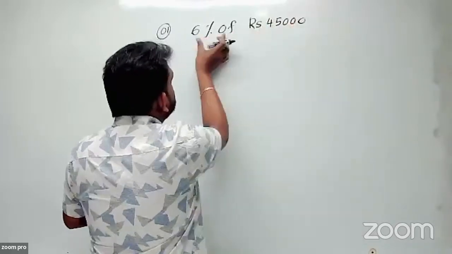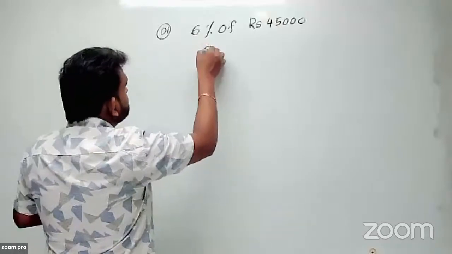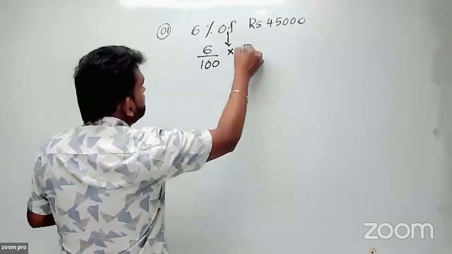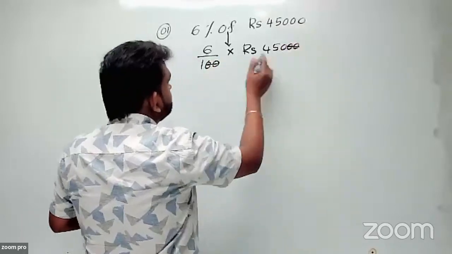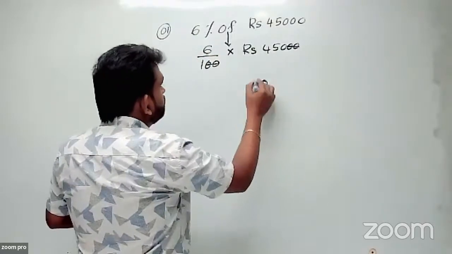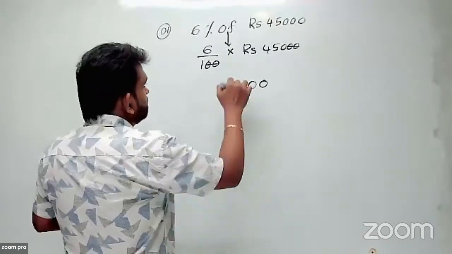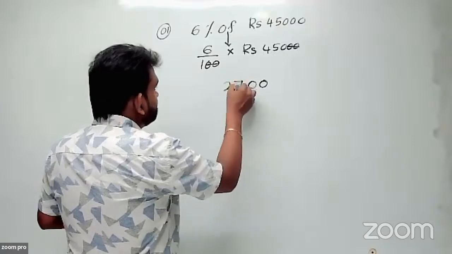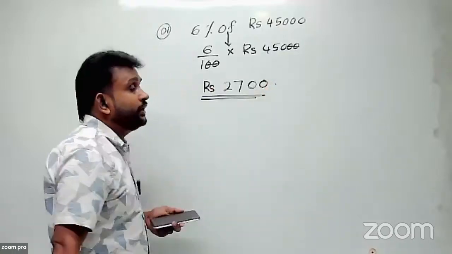So that is the annual rate percentage. So we take the annual rate. How to convert 6% as a percentage? 6 upon 100, and "of" means multiplication in maths, multiplied by rupees 45,000. Right, just simplify two zeros, and 6 multiplied by 450. So 6 into 0, 0; 6 into 5, 30. Then 6 into 4, 24 plus 3, 27. That is rupees 2,700. That is the annual rate.